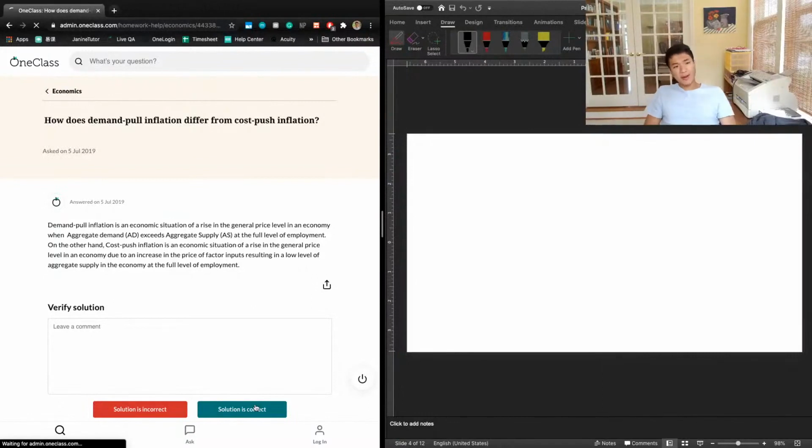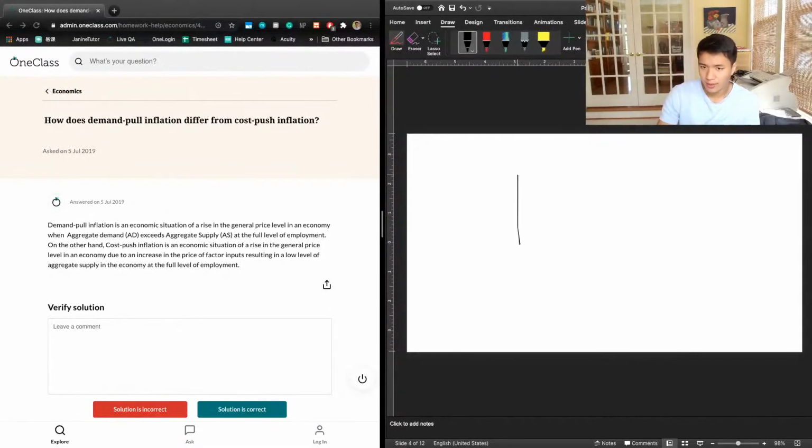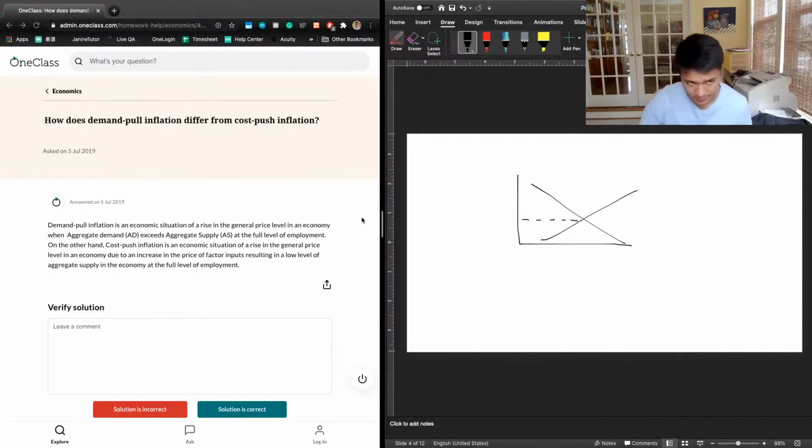So the next question says, how does demand pull inflation differ from cost push inflation? So again, on the AD-AS graph, we know that price going up is what inflation looks like. So any change that drives up the equilibrium price from this equilibrium over here is going to be referred to as inflation. And so we have two ways this can happen.